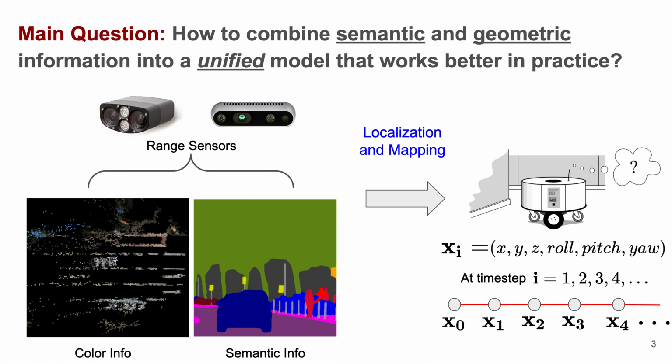These range sensors can provide rich information, not only the geometric measurements, but also the color or even semantic information as well. The main question is, how do we combine the semantic and geometric information into a unified model that works better in practice?